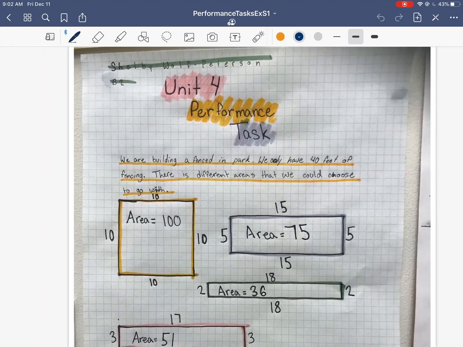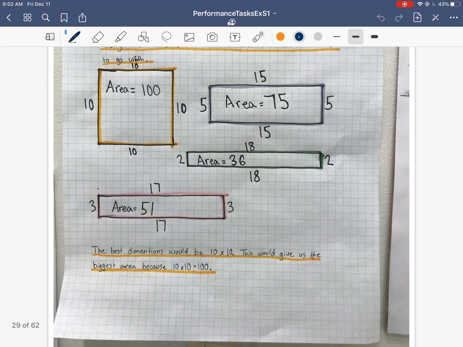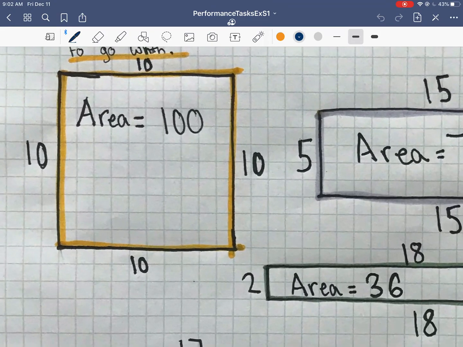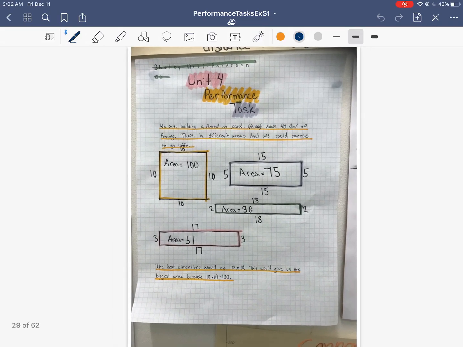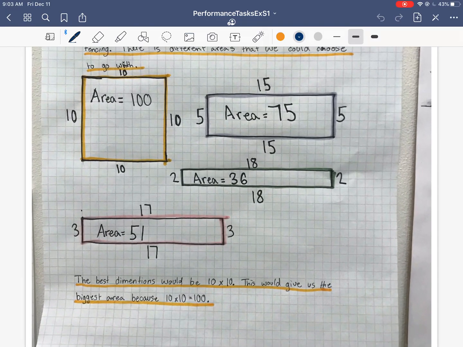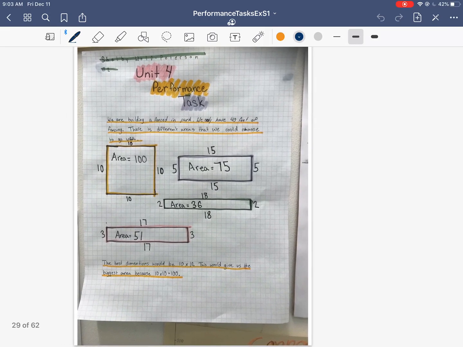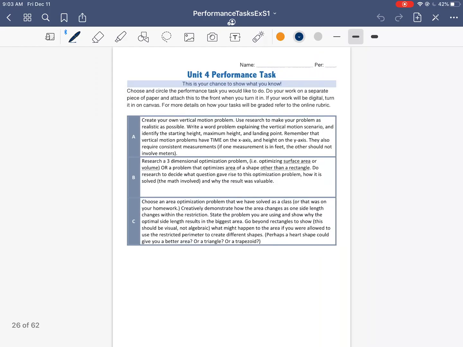So this was a 40 feet of fencing problem, and she showed several different possible areas. And the one with the biggest would be this square with 10 by 10. So your choice is to choose which problem you're using, and also whether or not to include different shapes and other sorts of options with the given perimeter. So those are your options for this time. Let me know if you have any questions.